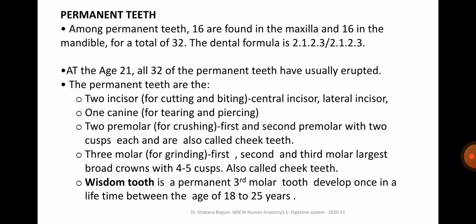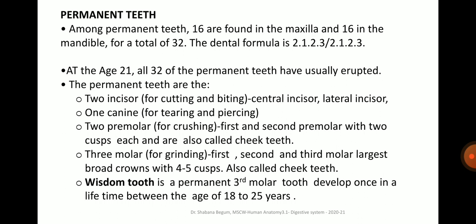So, in the permanent teeth, the incisor and canine teeth have one root. The premolars in the upper jaw have two roots, and in the lower jaw only one root. Like the deciduous, the upper molars have three roots and the lower two.